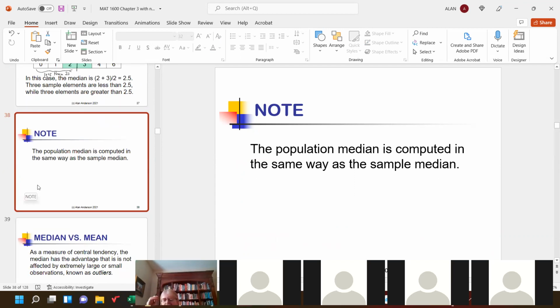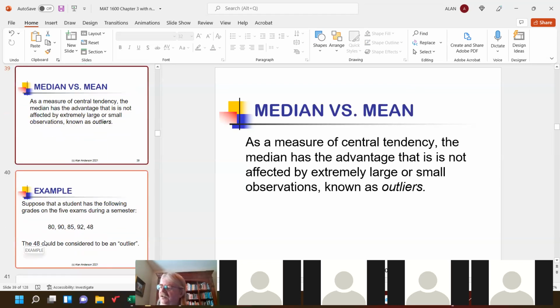Okay, now you're probably wondering, when would you use the mean and when would you use the median? I mean, after all, they're both measures of central tendency. Why do they both exist? Why don't we just always stick with one or the other? Well, it turns out that there's some cases when we're better off with the median and some cases when we're better off with the mean. But what are those cases? All right, let me show you.